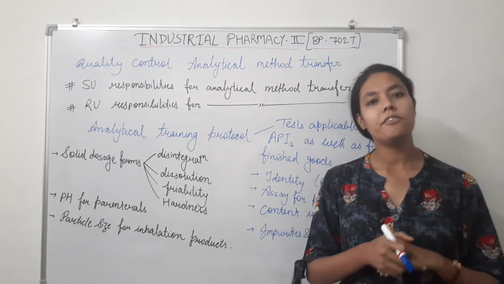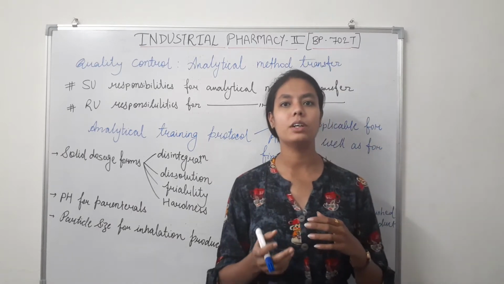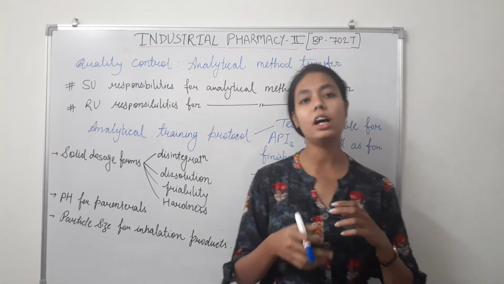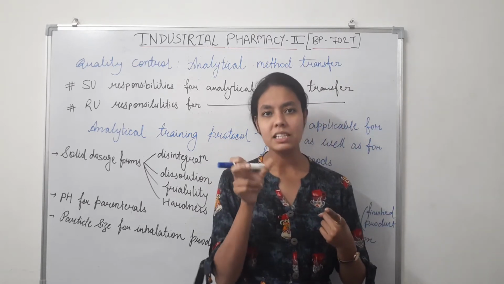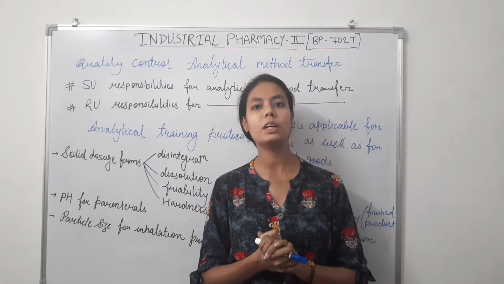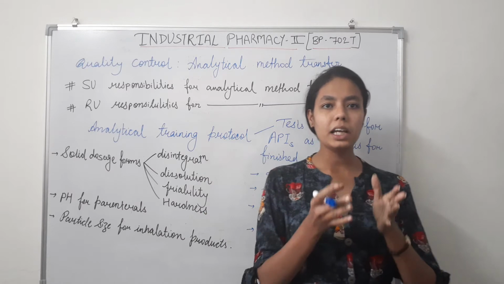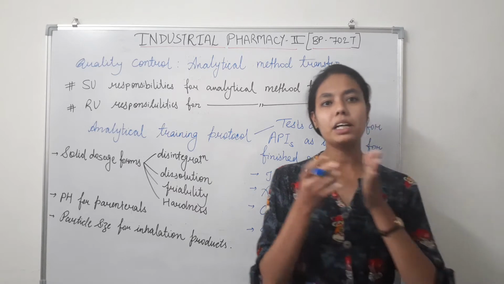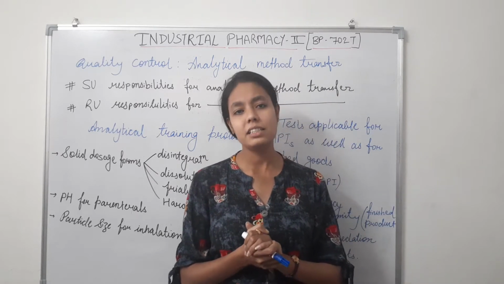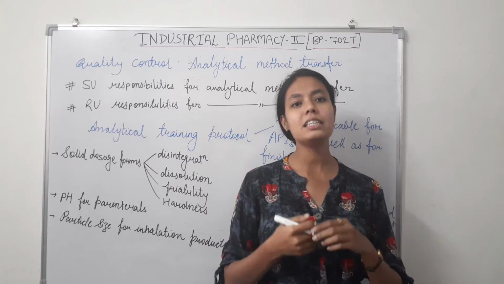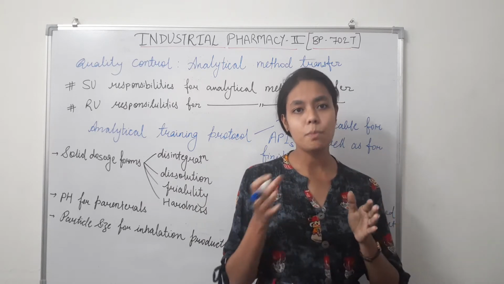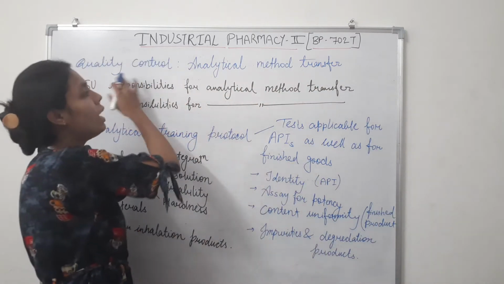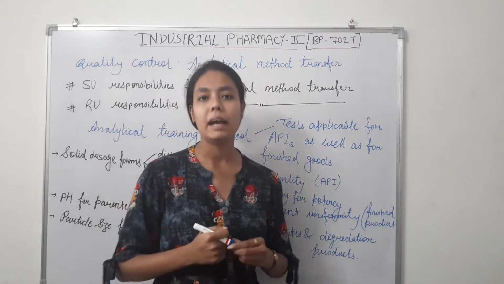So in the previous lecture, we discussed production transfer, in which we specifically covered process transfer, packaging transfer and cleaning transfer. In process transfer, we also discussed the criteria for starting material as well as the excipient. So after this, when a product is manufactured, for today's topic, let's start a new topic, that is quality control or analytical method transfer.